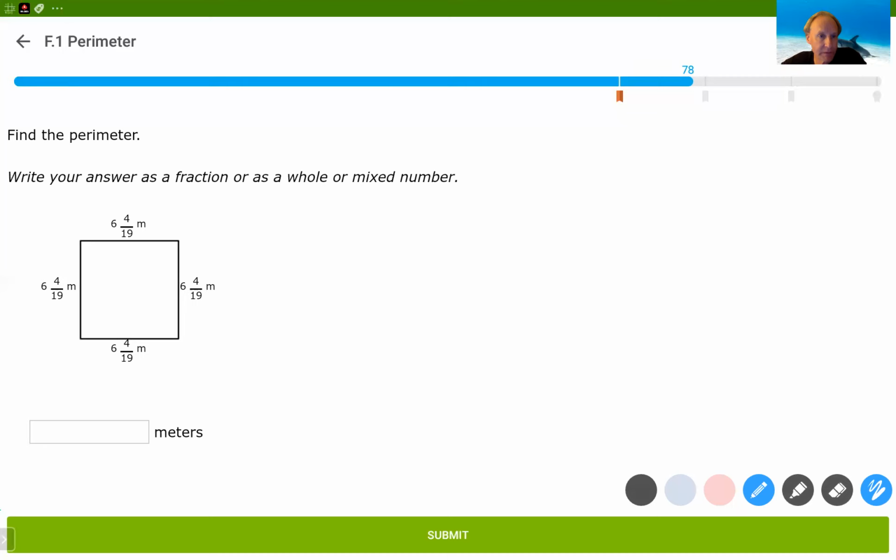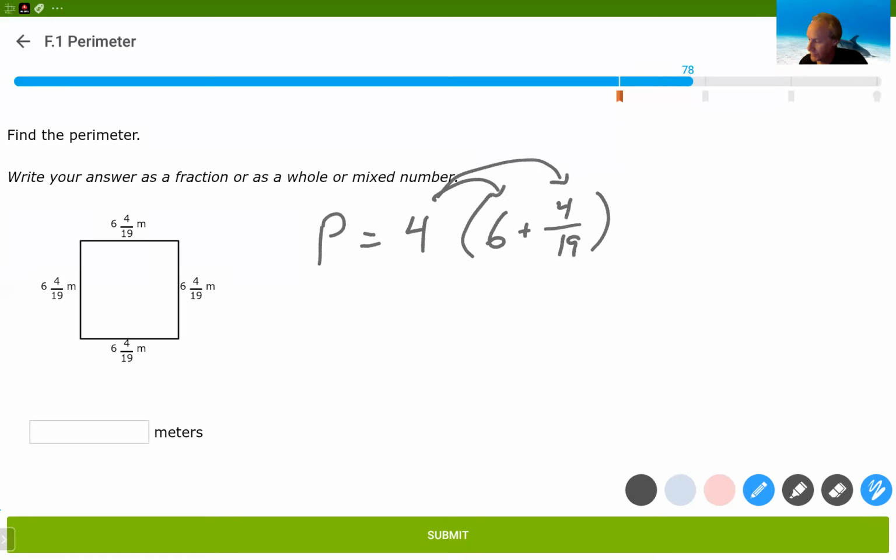Now this time we have a mixed number, and the 4/19 is all the same. So we end up with 16/19 when we add them all together. Basically what I'm doing, I'm kind of separating it out. I've got 4 sides that are all the same. It's on a square. And we're multiplying it by 6 and 4/19. But keep in mind that this mixed number is the same as this. So when you multiply by the 4, you can think of it almost like distribution.